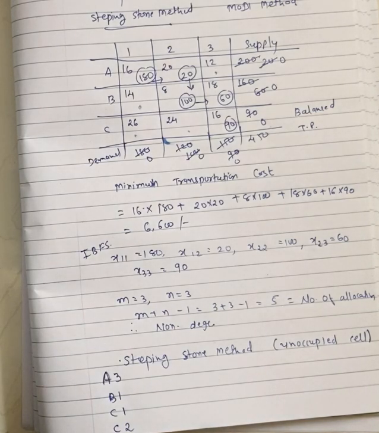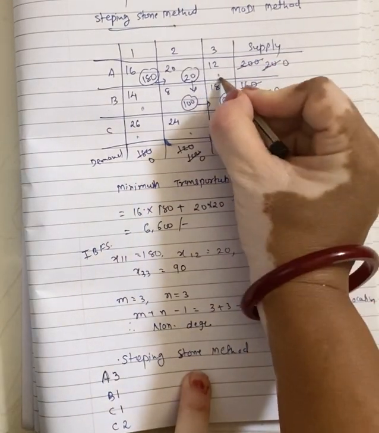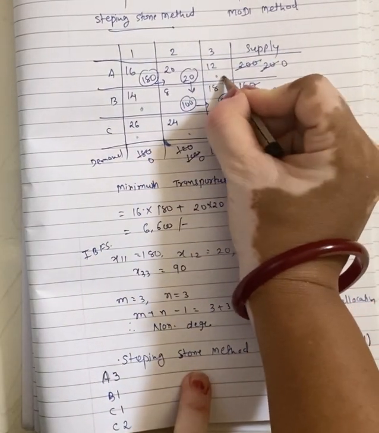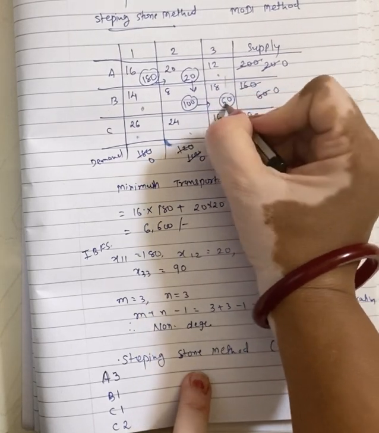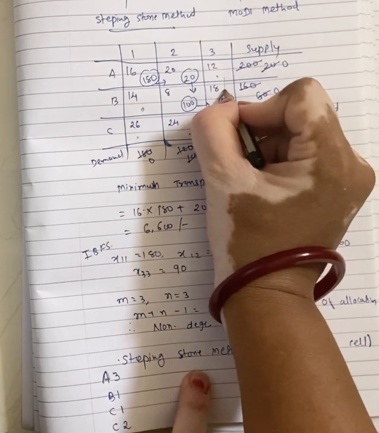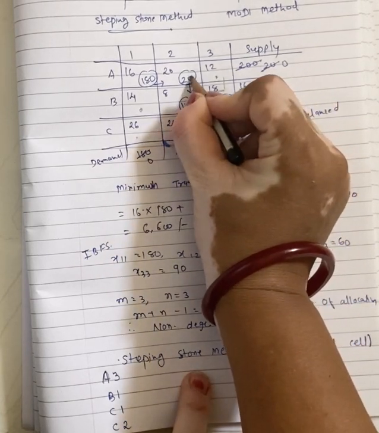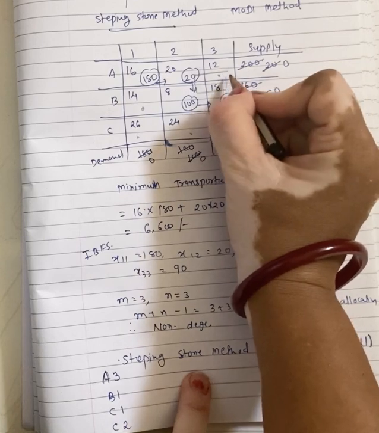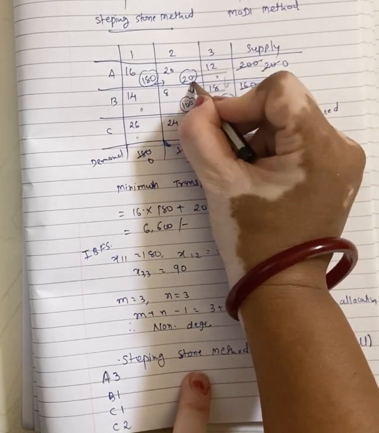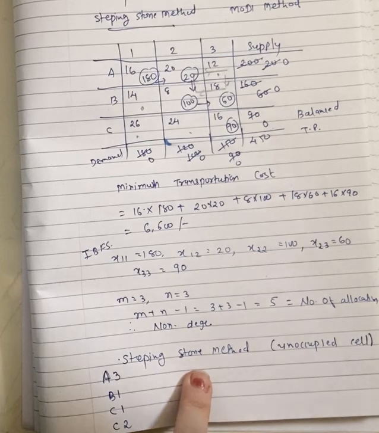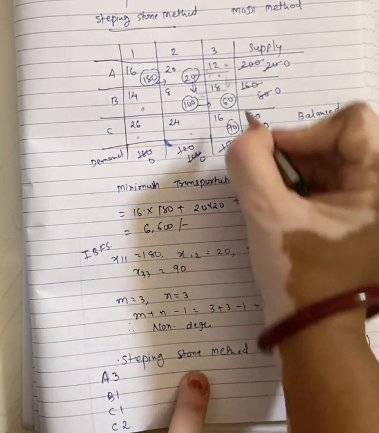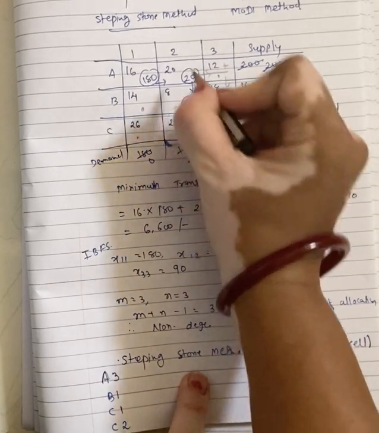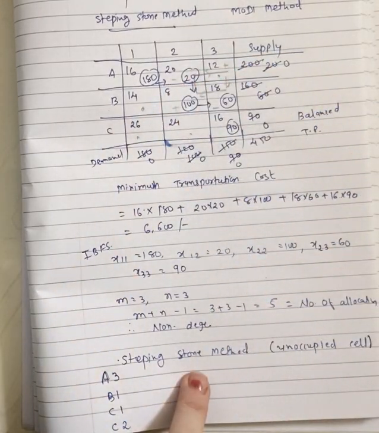First one, this. Here we start from here, and going down, we come here because these are occupied cells. We turn here, going to this and this. So this is one loop. Where you start, right here is a plus sign, then here minus, then next plus, then minus. The signs are allocated alternately: plus, minus, plus, minus.